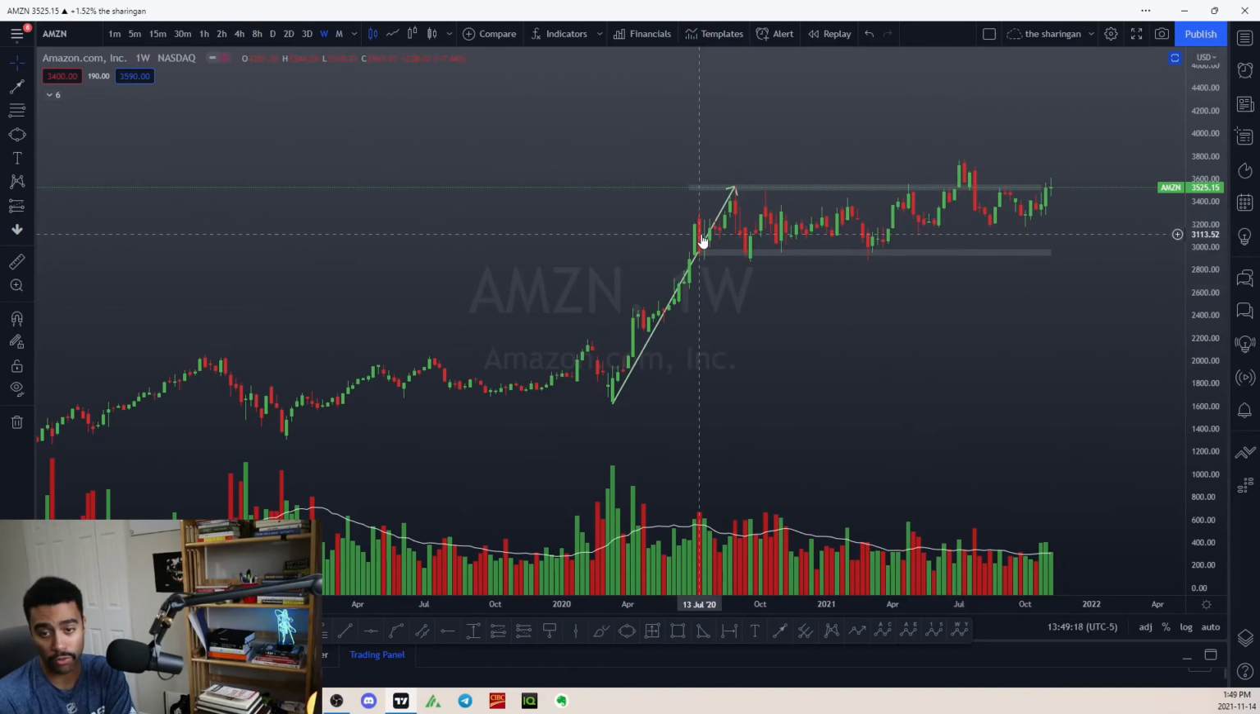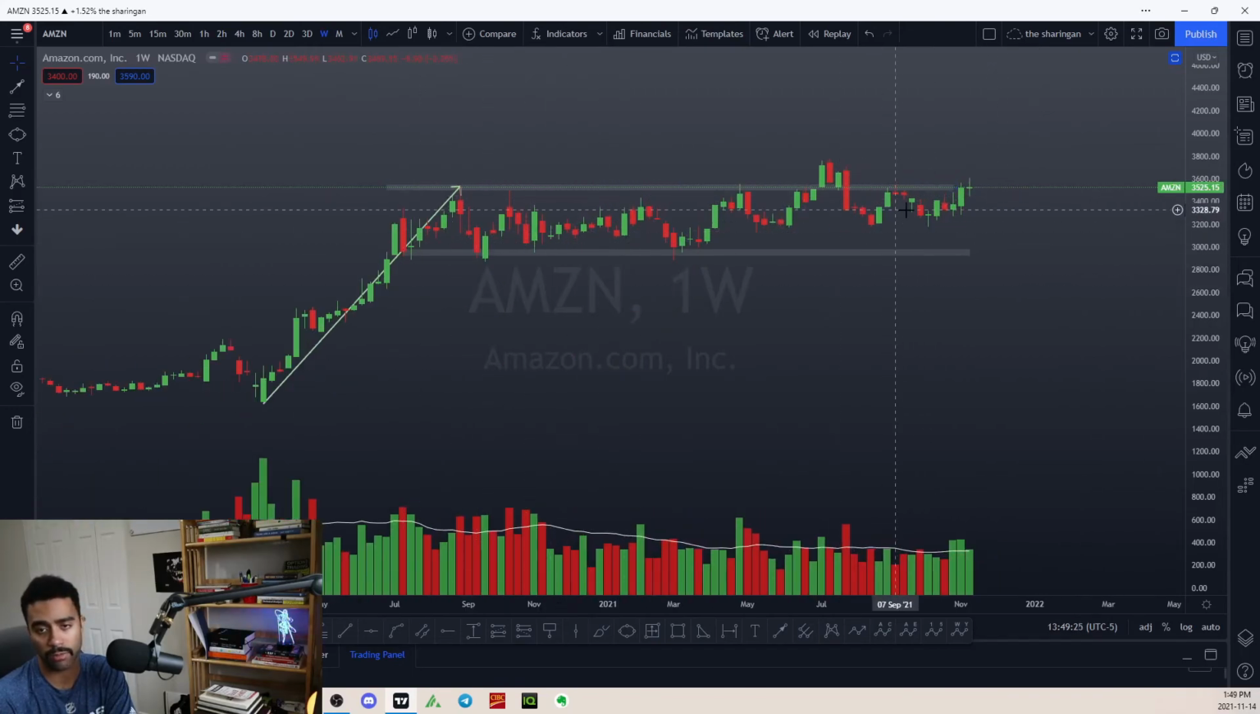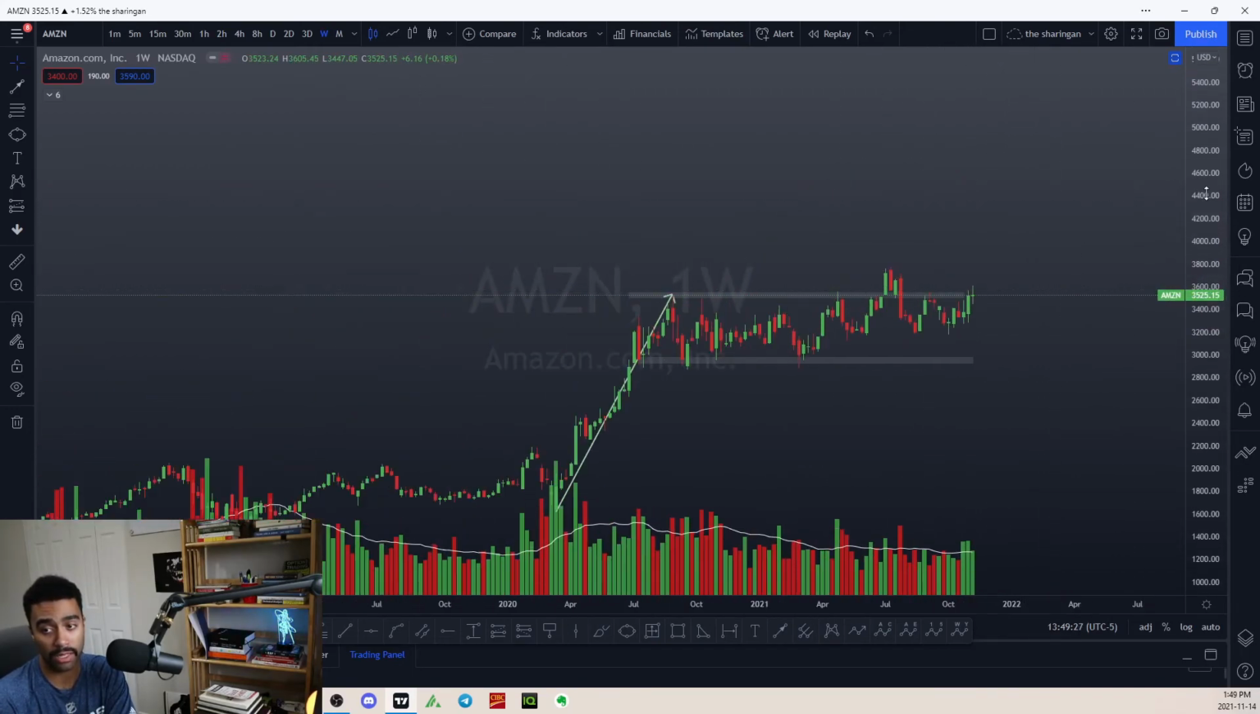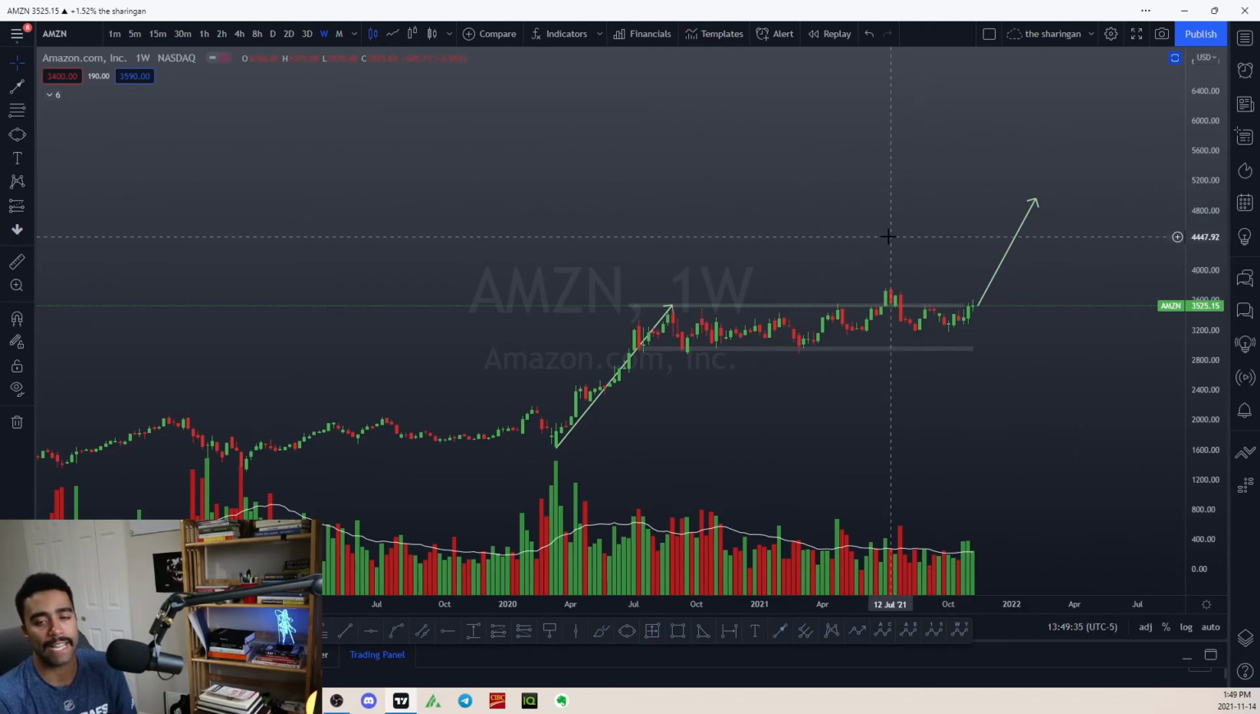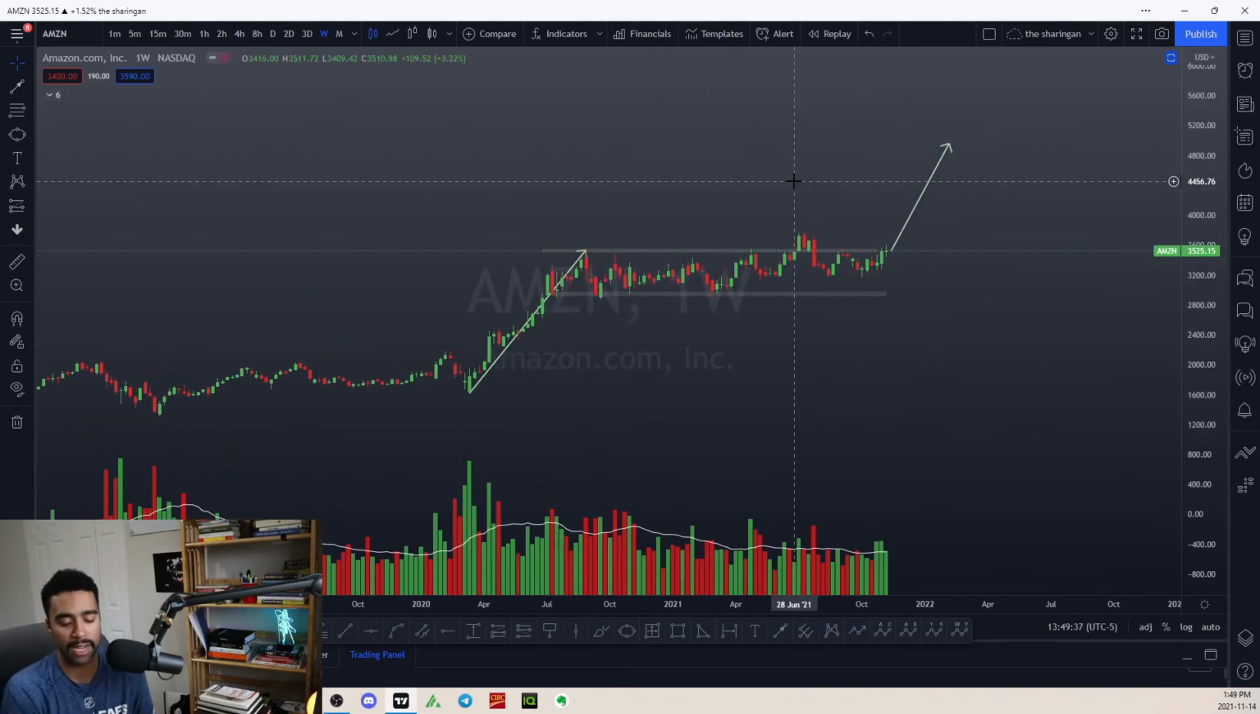This is a huge consolidation over 1 year, right? July 2020 to November 2021. Eventually we're thinking, are we going to get that break upward? Is Amazon going to go to 5K, right? That's what people are waiting for. That's what I'm expecting next. So that's the ideology behind the bull flag.